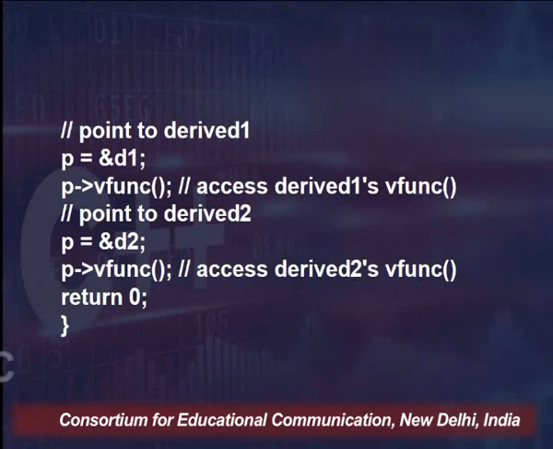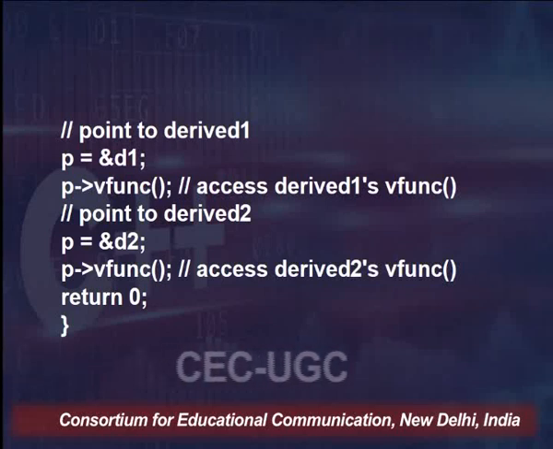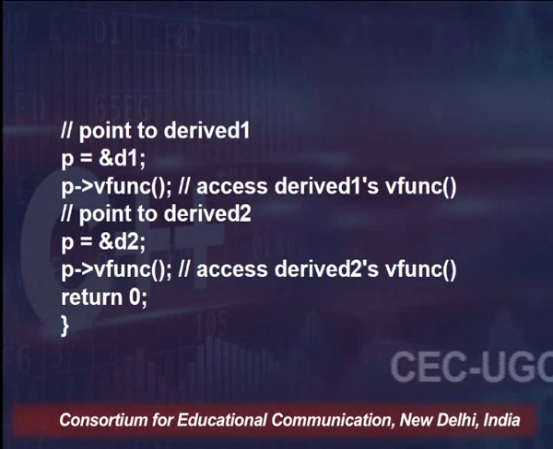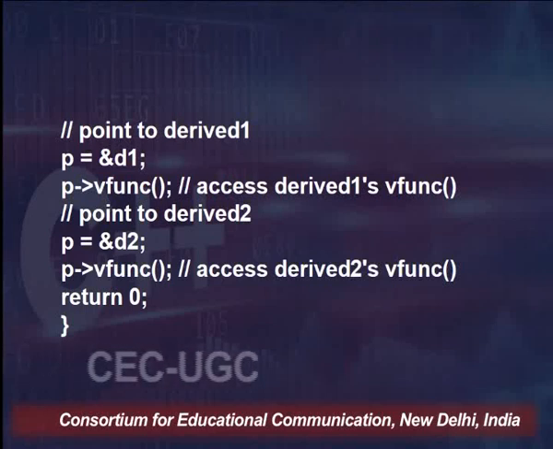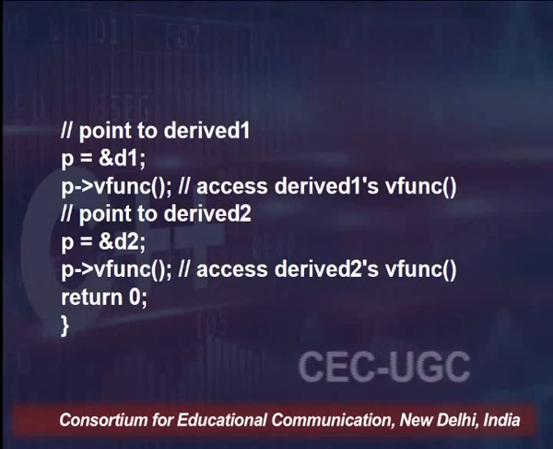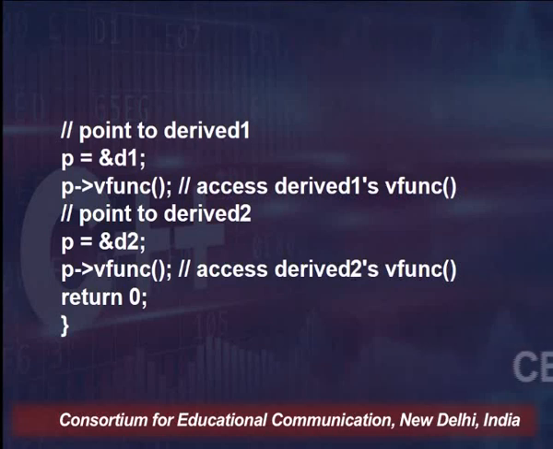Let us consider a similar situation, where the pointer has the address of the object of the class derived 2. So p is equal to ampersand d2, and now with this p, which is containing the address of the object of the class derived 2, we are trying to access derived 2's version of vfunc by using the statement p arrow operator vfunc.